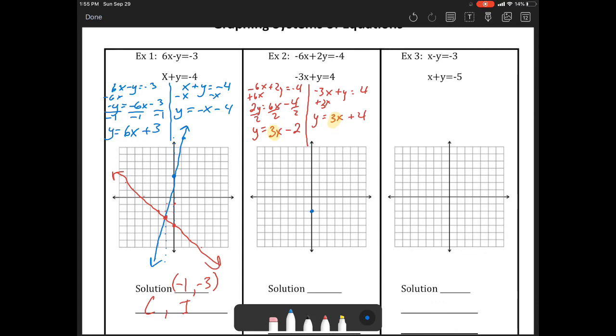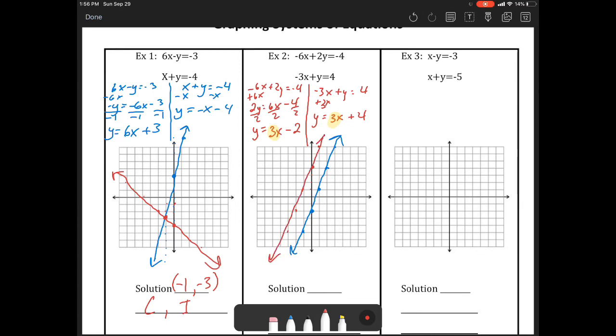So negative 2, and then up 3, over 1. Up 3 over 1, and down 3, over 1, and then we draw a pretty line. Then we're going to do our second one. So plus 4, 1, 2, 3, 4. Then up 3, over 1, down 3, over 1.